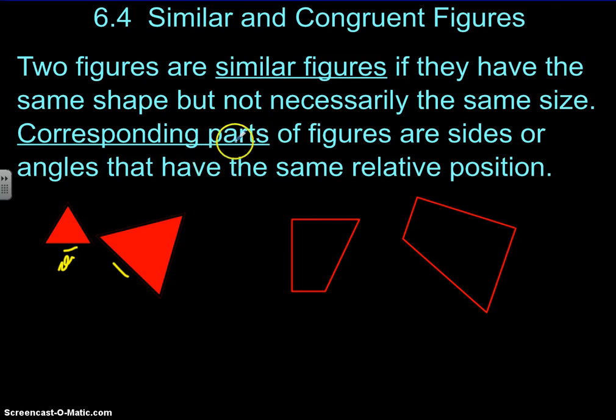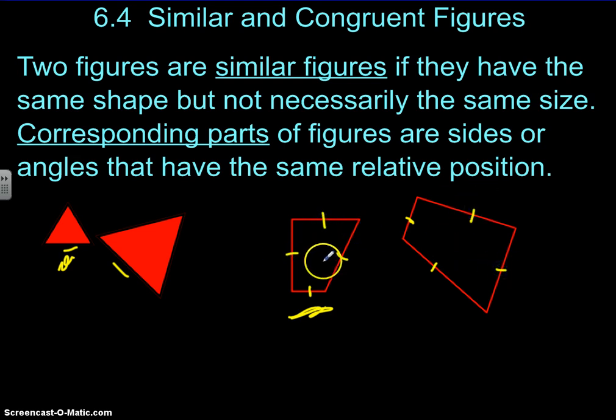They are the sides and angles that have the same relative position. In other words, if I were to take this shape right here and blow it up to this size, the corresponding parts would be the parts that would be the same size after I did that. So this side right here corresponds to this side, okay, because they have the same relative position. This side to this side, this side to this side, and this side to this side.